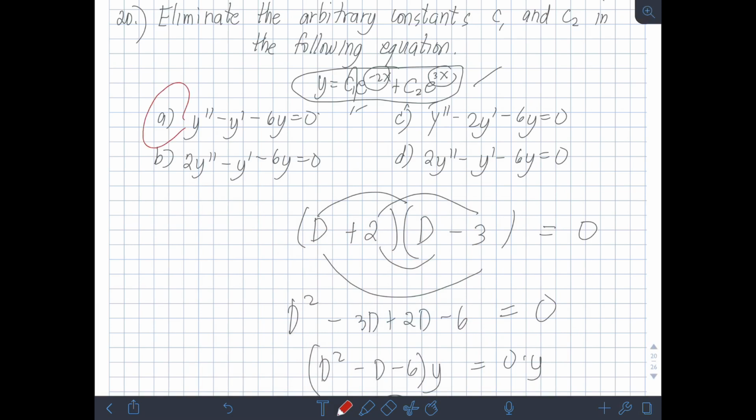Okay, so, applicable lang to kapag homogeneous tayo. So, kapag hindi tayo homogeneous, iba yung given natin, hindi natin pwedeng i-apply itong shortcut na to. Okay?